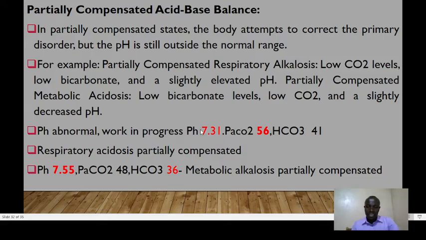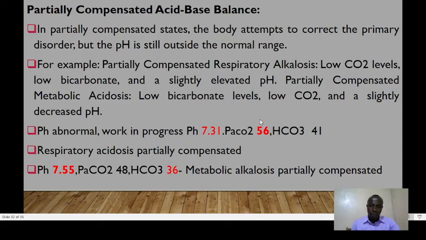Let's look at the pH 7.31, partial pressure 56, the bicarbs 41. So we start step 1, we look at the pH. Is it within the normal range? No. Where is it inclined? Guys, this one is closer to 7.35, which is acidic. So this one is an acidic environment. Next thing we want to see is whether it is related to the lungs, which is respiratory, or the kidneys, which is metabolic. So let's see where the problem is.